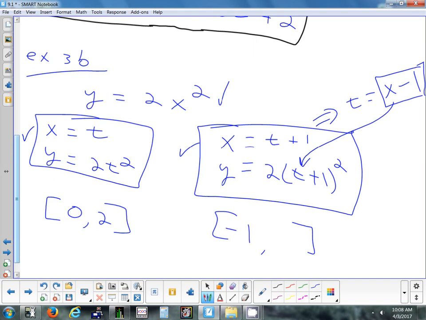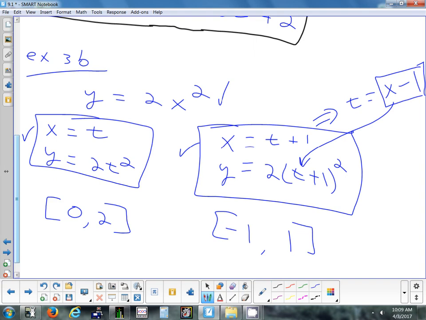-1 to 1. Because now think about your x start. It starts at 0. It ends at 2. Plug in -1. -1 plus 1 starts at 0. Plug in 1. 1 plus 1 is 2. So now if you graph what's on the left and what's on the right, those two pictures would look exactly the same. But you have to adjust the intervals.